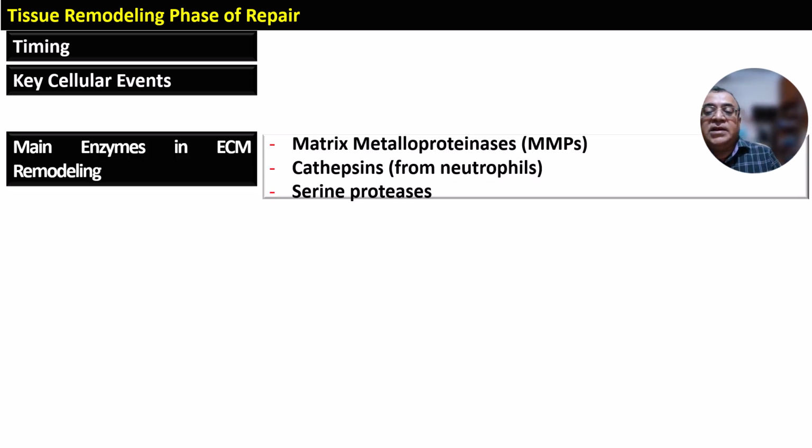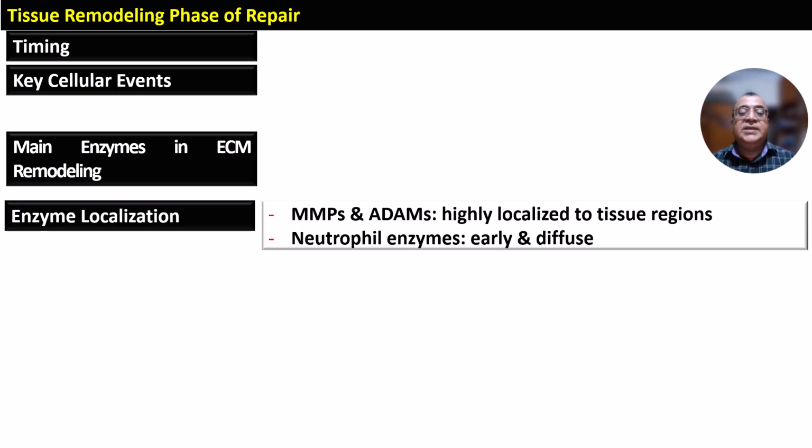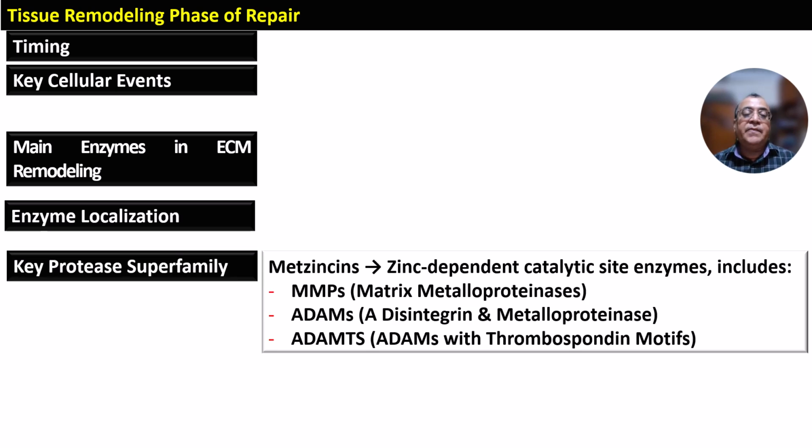The main enzymes that are responsible for extracellular remodeling are matrix metalloproteinases, cathepsins that come from neutrophils, and serine proteases. For enzyme localization, the matrix metalloproteases and ADAMs, that is the disintegrin and metalloproteinases, are highly localized to the tissue region, while neutrophilic enzymes are evident very early in the phase and they are distributed diffusely.